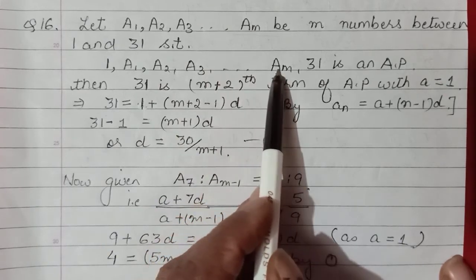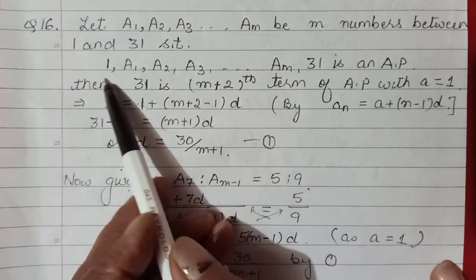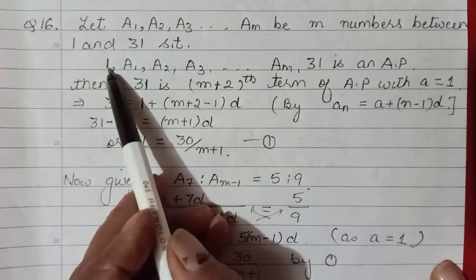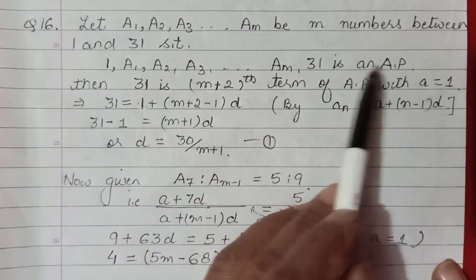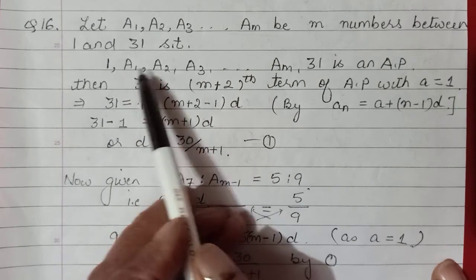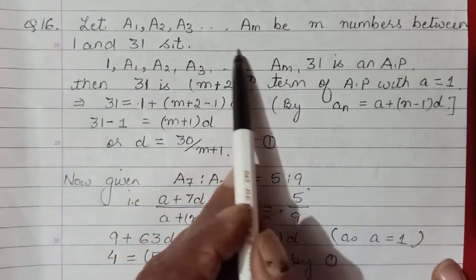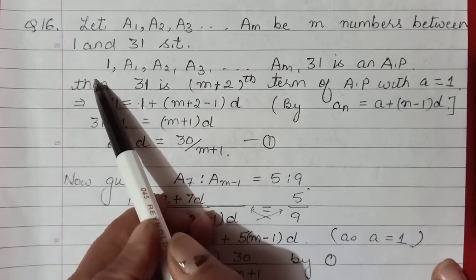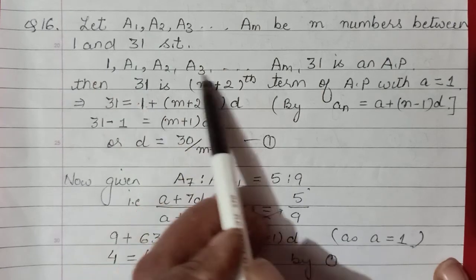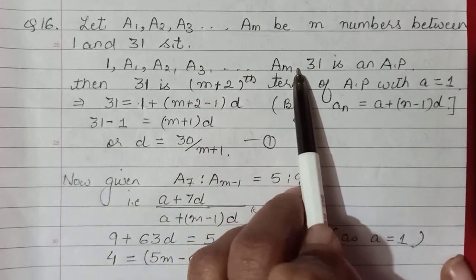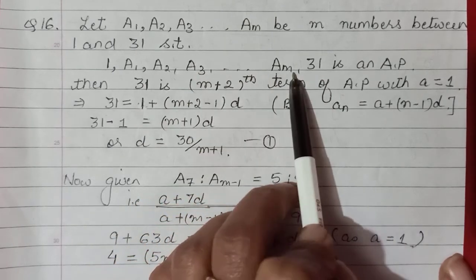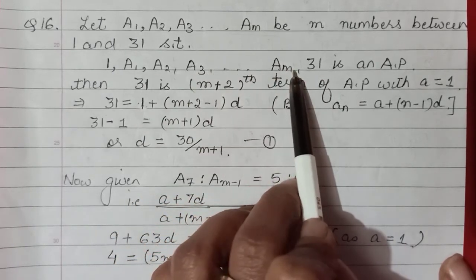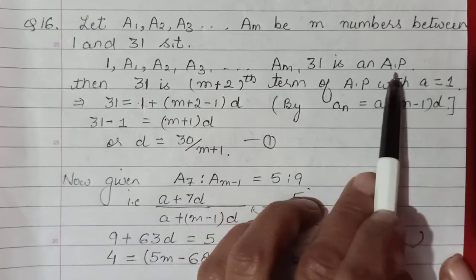Okay, then in that case, what do we say? These are termed as m arithmetic means. If you are able to write a sequence like this, 1, A1, A2, A3, till AM, 31 is forming an AP, then we know that A1 to AM are termed as arithmetic means between 1 and 31. So suppose this was told to you, that between 1 and 31 we are introducing m arithmetic means, or m numbers, such that together they form an AP.